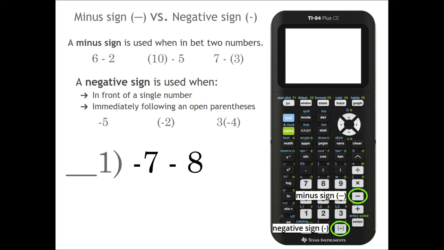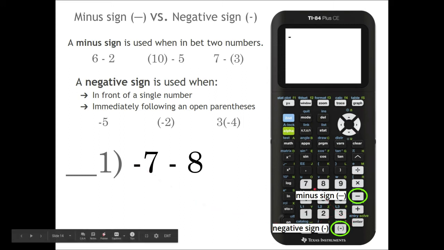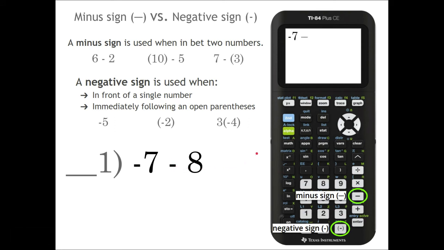So again, if it's in front of a single number, and that means that the negative sign will be if the dash is in front of the entire operation. So this is called an operation. If it's in front of the entire operation, it's going to be negative, or if it immediately follows an open parenthesis. So this will be -7. You do the negative sign and then 7, and then the dash is in between two numbers. Therefore, it's going to be a minus sign. So 7 and then -8.